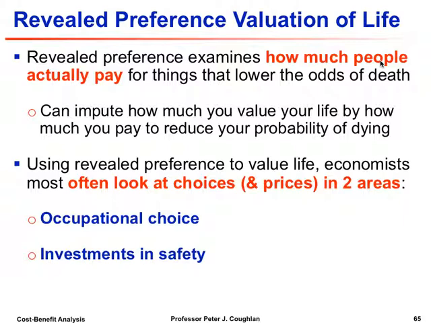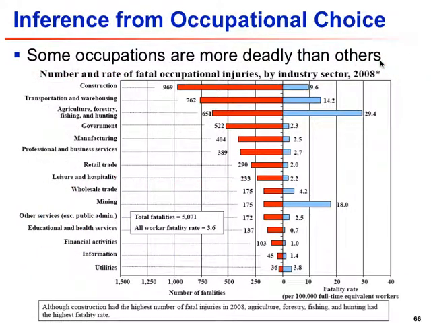One is occupational choice, and the other is investments in safety devices, etc. And so let me explore each of these. First, in terms of occupational choice, understand that some occupations are simply more deadly than others. So this chart looks at the number and rate of occupational injuries by industry sector.